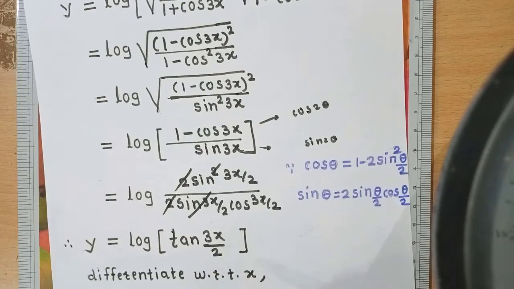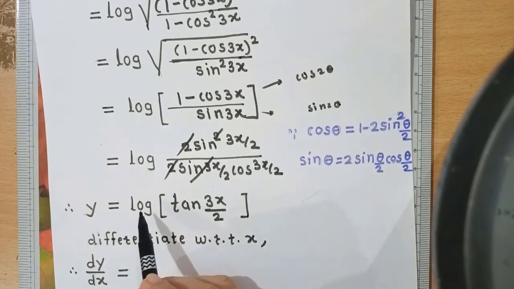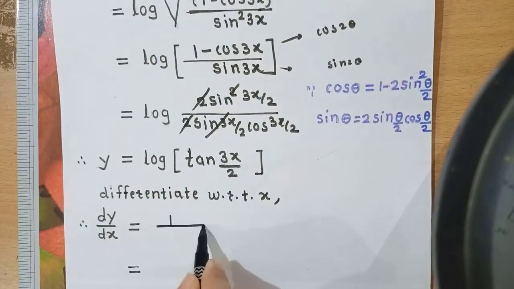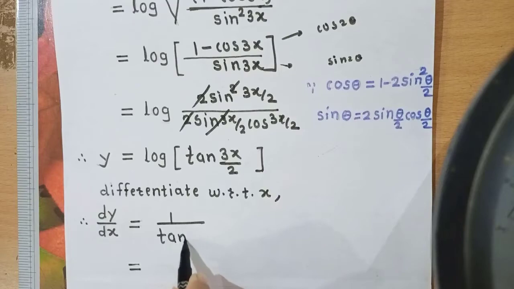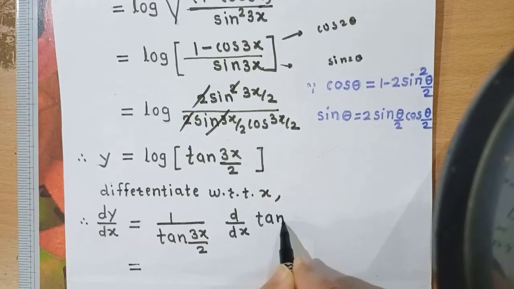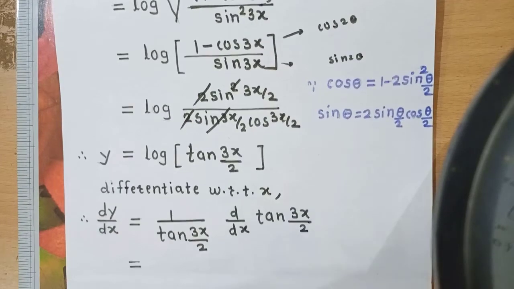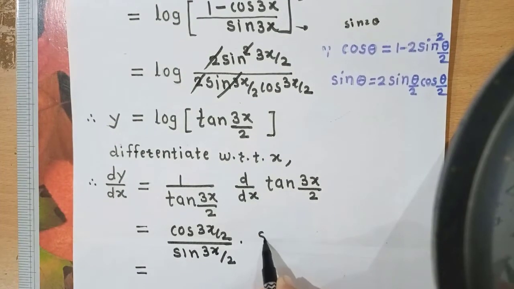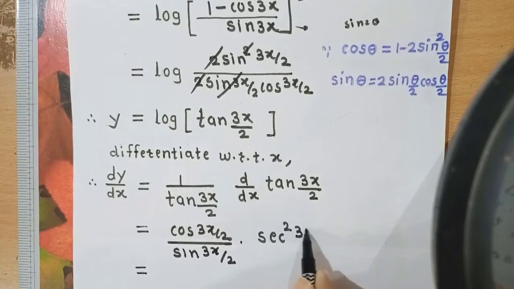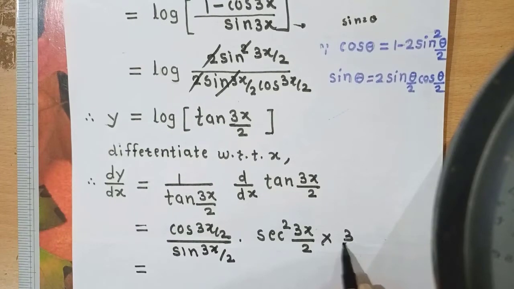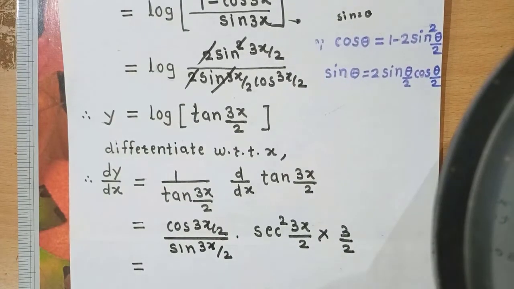Now differentiating this with respect to x, here we will use the log of f(x) formula, which is 1 upon f(x), meaning tan 3x by 2, and again derivative of f(x), meaning tan of 3x by 2. Now again, here derivative of tan is sec square 3x by 2, and again multiply by this derivative, which is 3 by 2.